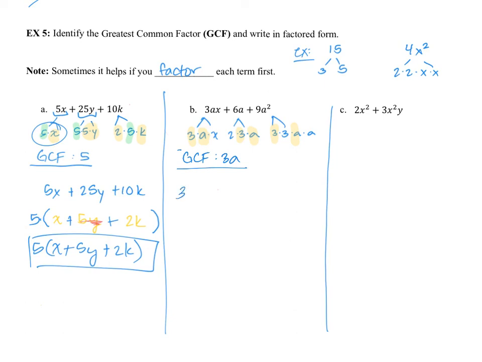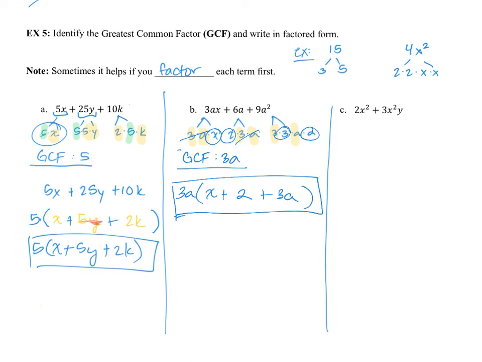So factoring out 3a, I'll leave my parentheses. When I take out 3a, I just have x left. Plus, factoring out 3a, I just have 2 left. And then for the last term, factoring out 3a, I just have another 3a left. And there we go, we're done. Once again, you could multiply this out to check if you factored correctly.